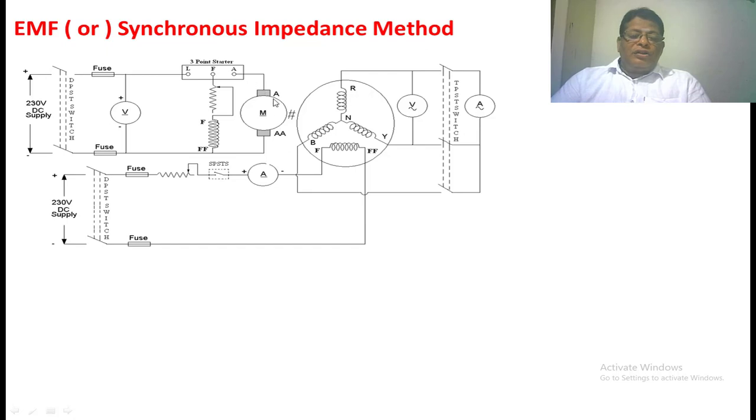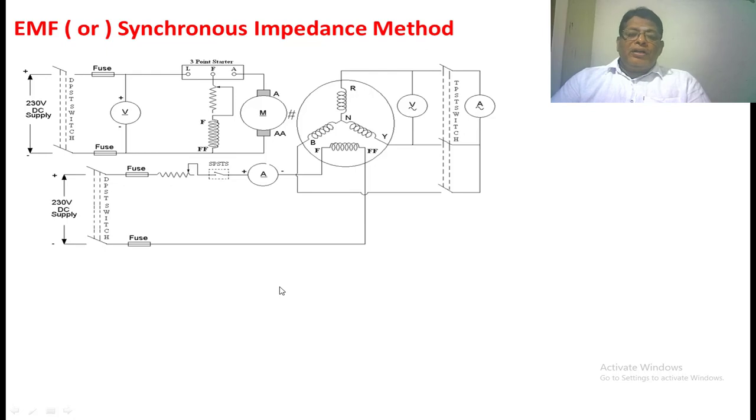This is the circuit diagram for the DC motor. This is the armature, A A dash. This is the field winding. In the field circuit, we kept one rheostat and a 3-point starter to start the DC motor. Here we kept one voltmeter to measure how much voltage we are applying to the DC motor. This is the DPST switch. Here we have taken 230 volts DC voltage.